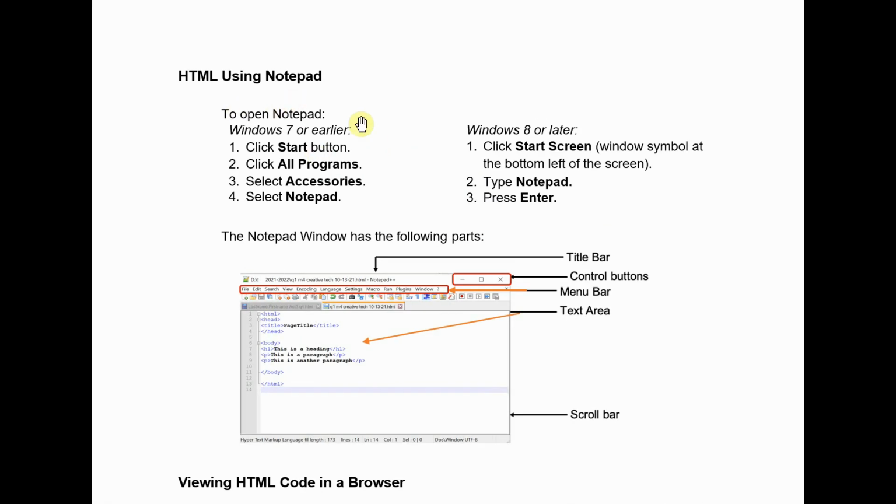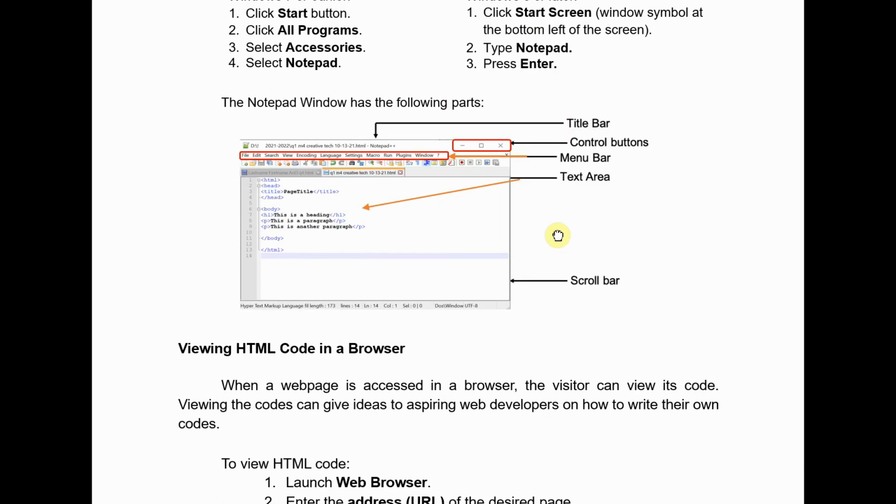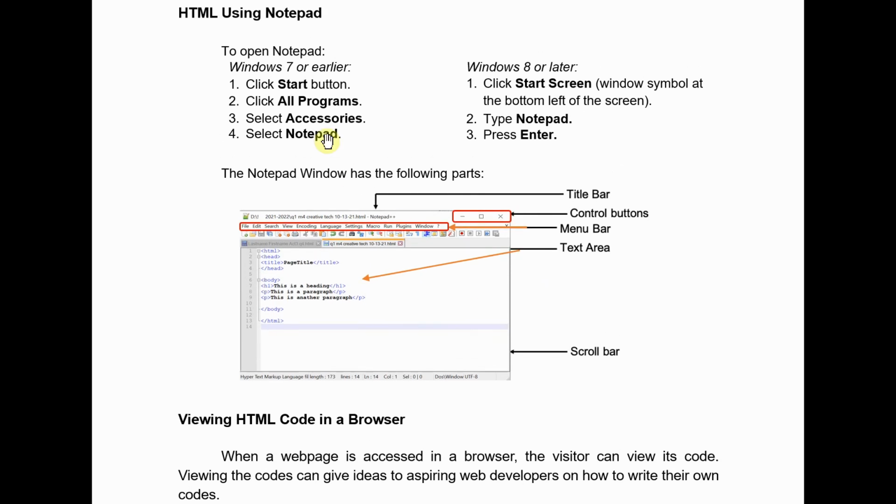HTML using Notepad. Okay, to open Notepad in Windows 7 or earlier, so these are the steps on how to open the Notepad in Windows 7 and Windows 8. The Notepad window has the following parts. So these are the parts of the Notepad window. I will show you how to open the Notepad++ in your computer. Okay, so these are the parts.